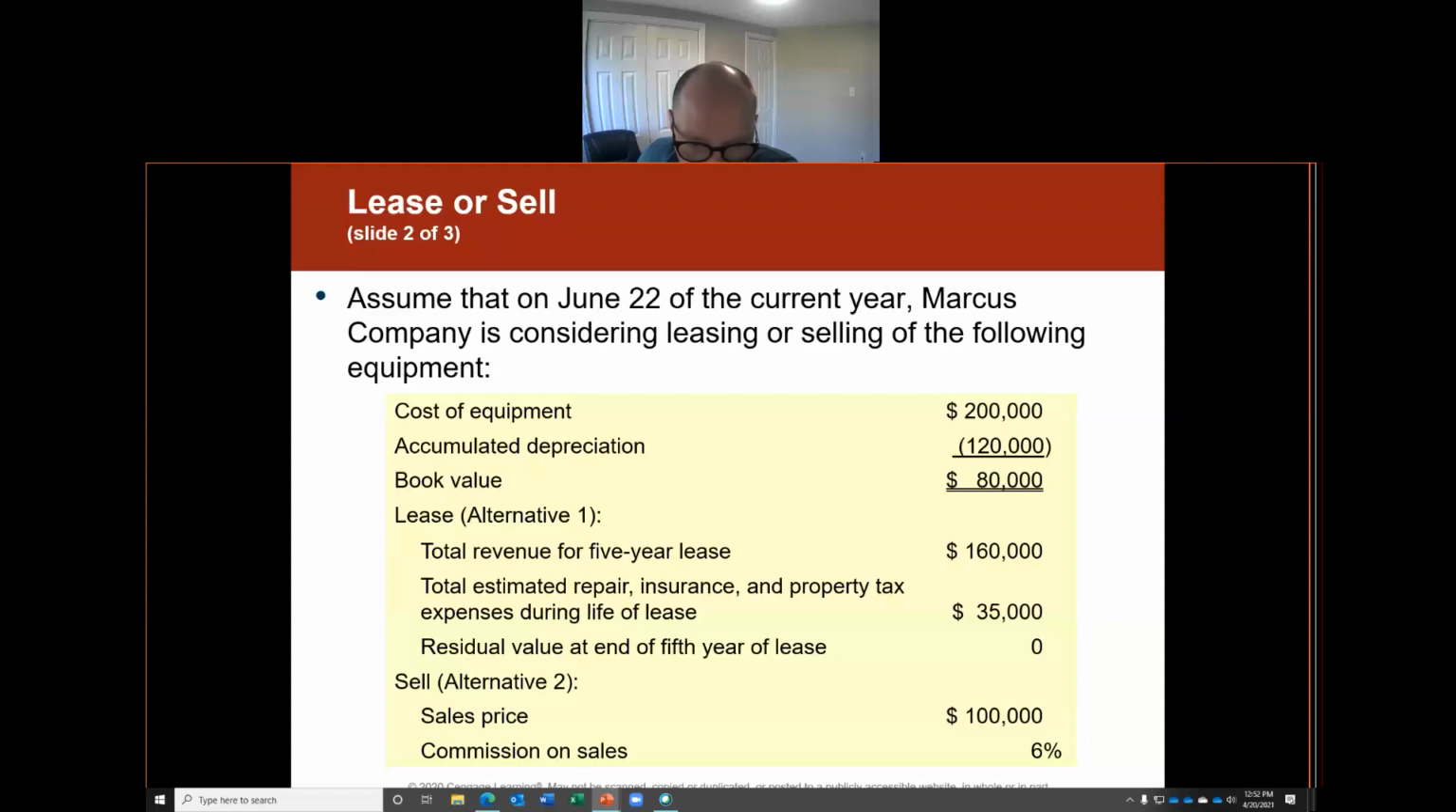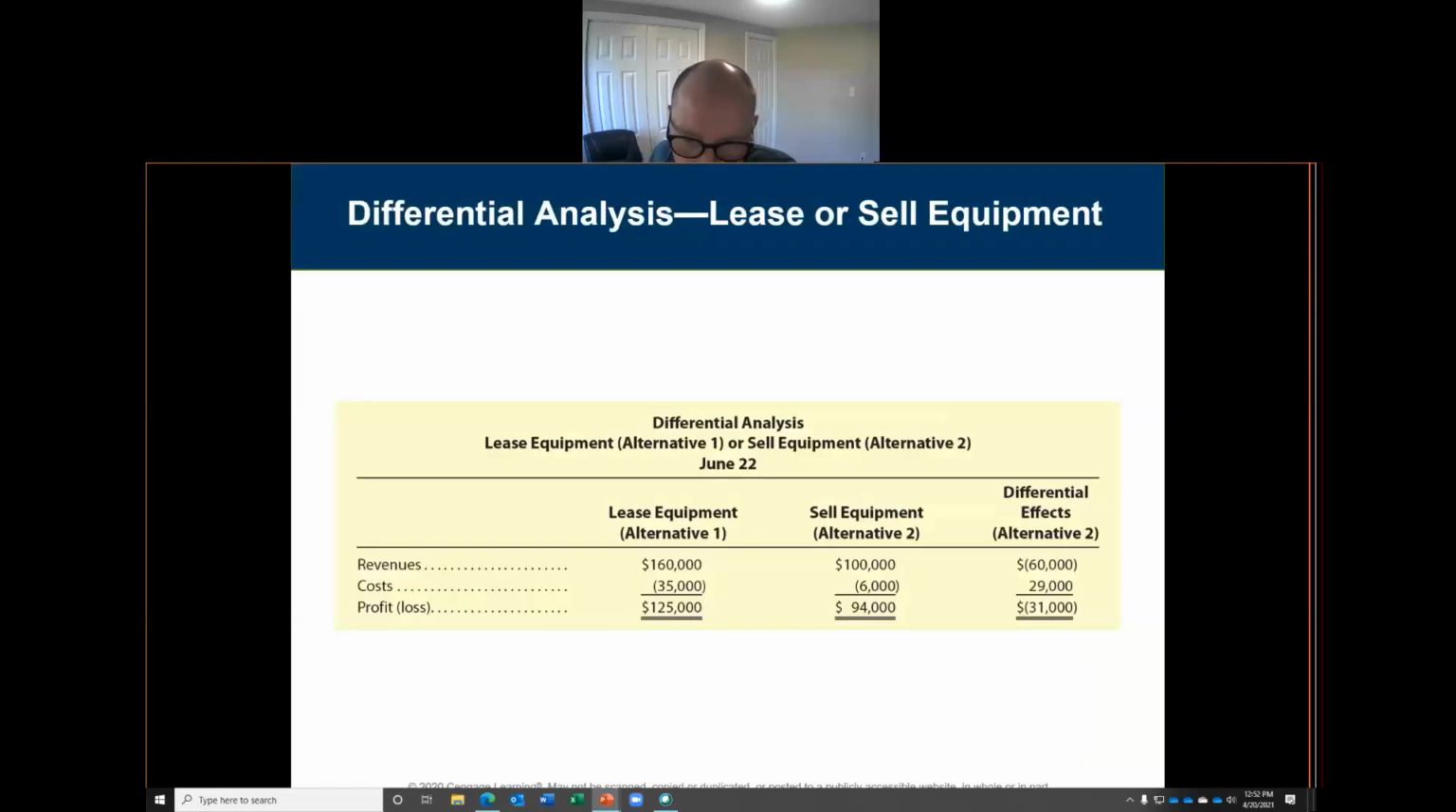Option one is to lease equipment. The revenue we would get for leasing our equipment would be $160,000 for 5 years total. The estimated repairs, insurance, and property tax on that leased equipment is $35,000. Residual value is $0. Alternative two, sell it for $100,000. I don't know if we'll get $100,000. It's $20,000 above book value. Commission on that sale will be 6%.